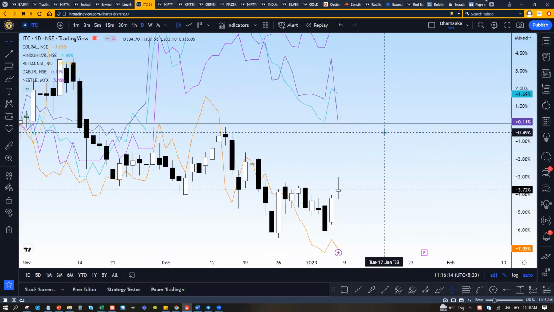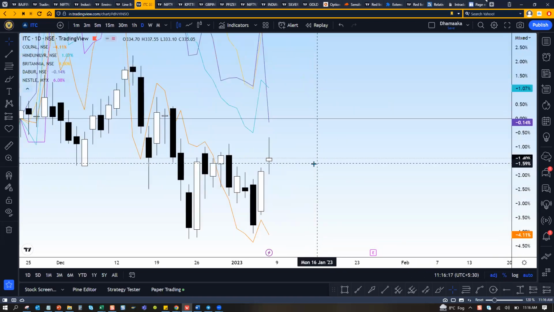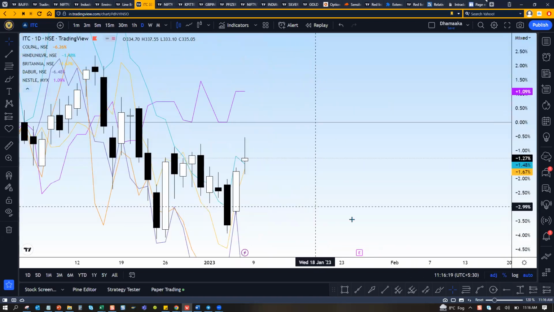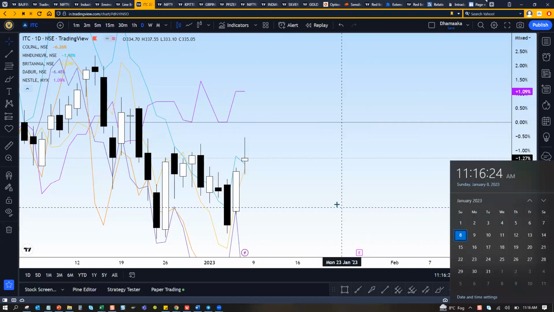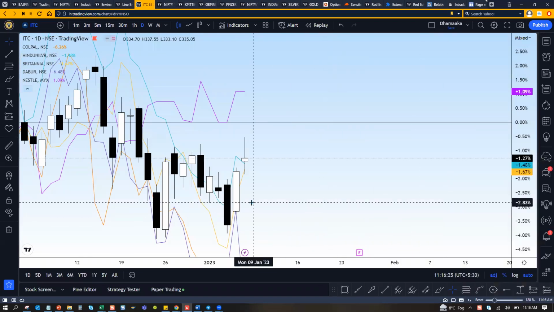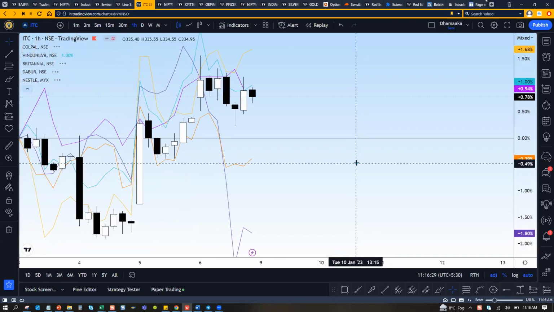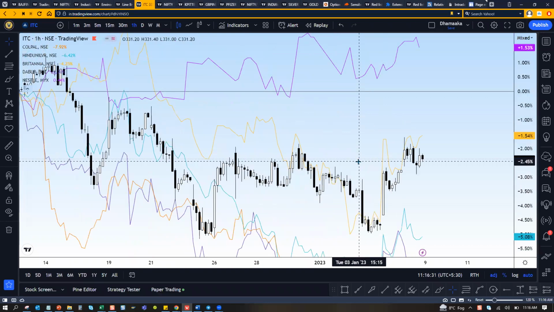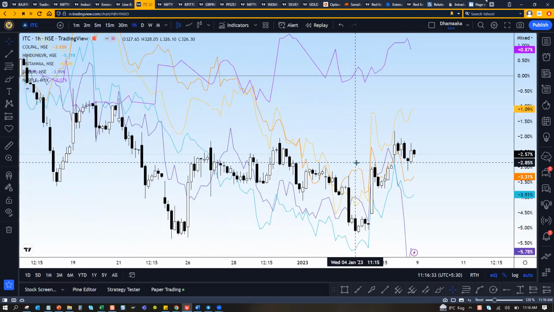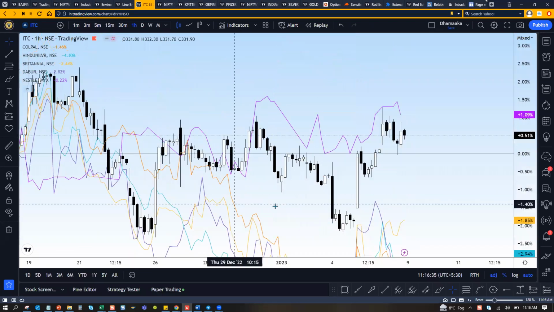So here we'll be able to see from December. Today is 9th, right? Today is 8th. So 8 minus 20, around 18th, we have to check. We'll probably go to hourly. But that chart was much better than this one.